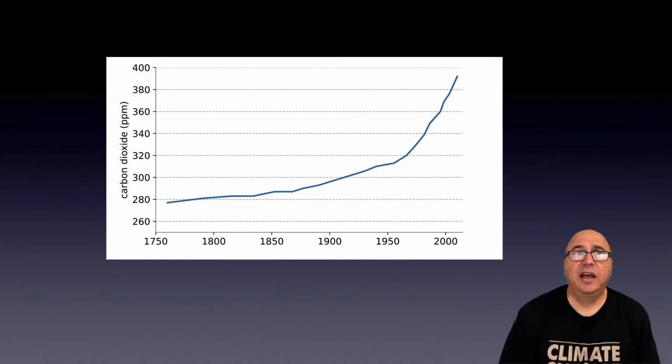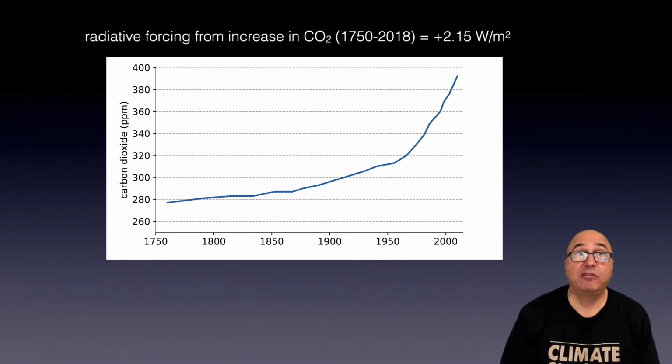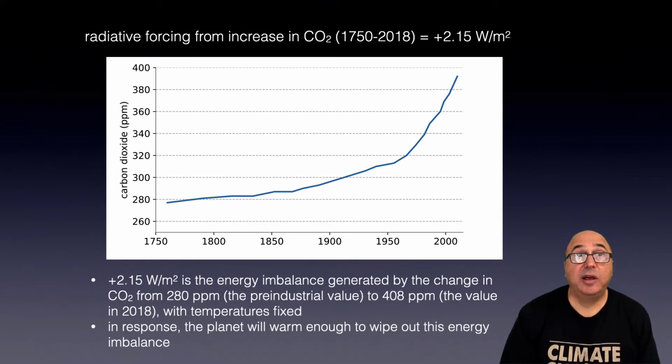Carbon dioxide has increased by about 130 parts per million since then, which corresponds to a radiative forcing of 2.15 watts per square meter. Just to be clear what this means, if we increase carbon dioxide from about 280 parts per million, the pre-industrial value, to about 408 parts per million, the value in 2018, and we don't let the temperature of the planet respond, then the increase in carbon dioxide will generate an energy imbalance for the planet of 2.15 watts per square meter. This is the radiative forcing.